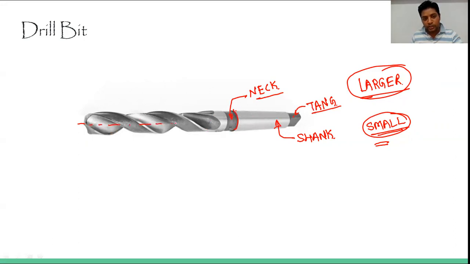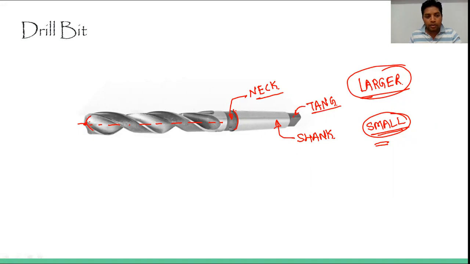Now this is the centroidal axis. Along with that, this drill bit is symmetric. Now this is the axis and this is basically the point. This point is very important because on both sides of this point are the cutting edges.